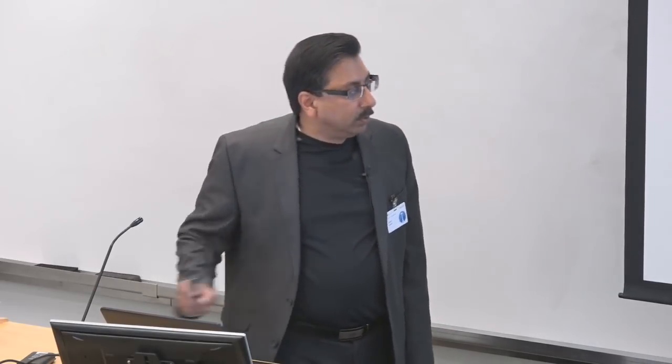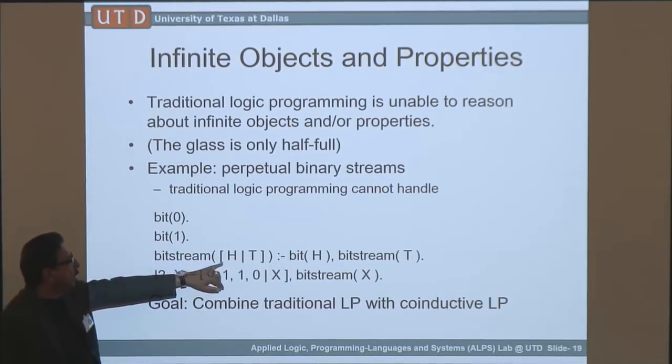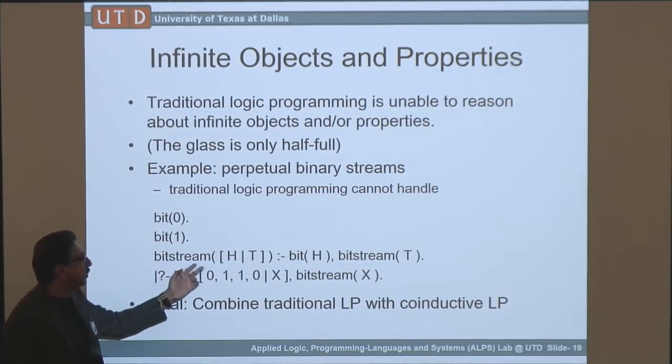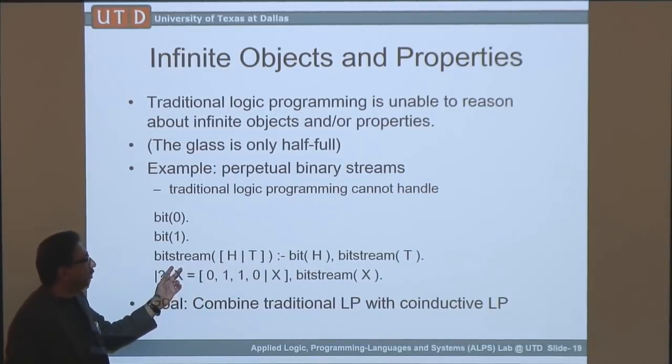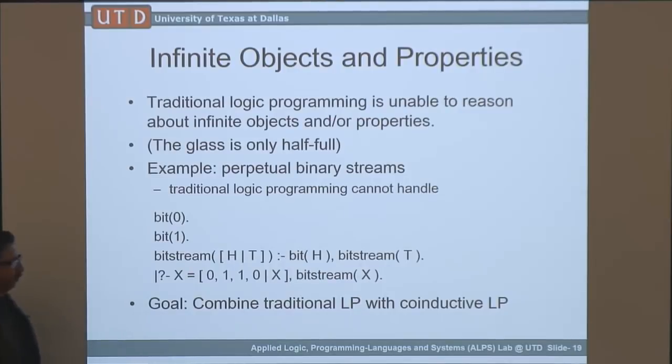So here's an example. Suppose I have a program that defines a bit stream. So this is a recursive program. You have 0 and 1 are bits, right? Those are facts. Then I have a co-recursive program, no base case, as you can see, which says H cons T is a bit stream if H is a bit and, recursively or co-recursively, T is a bit stream.